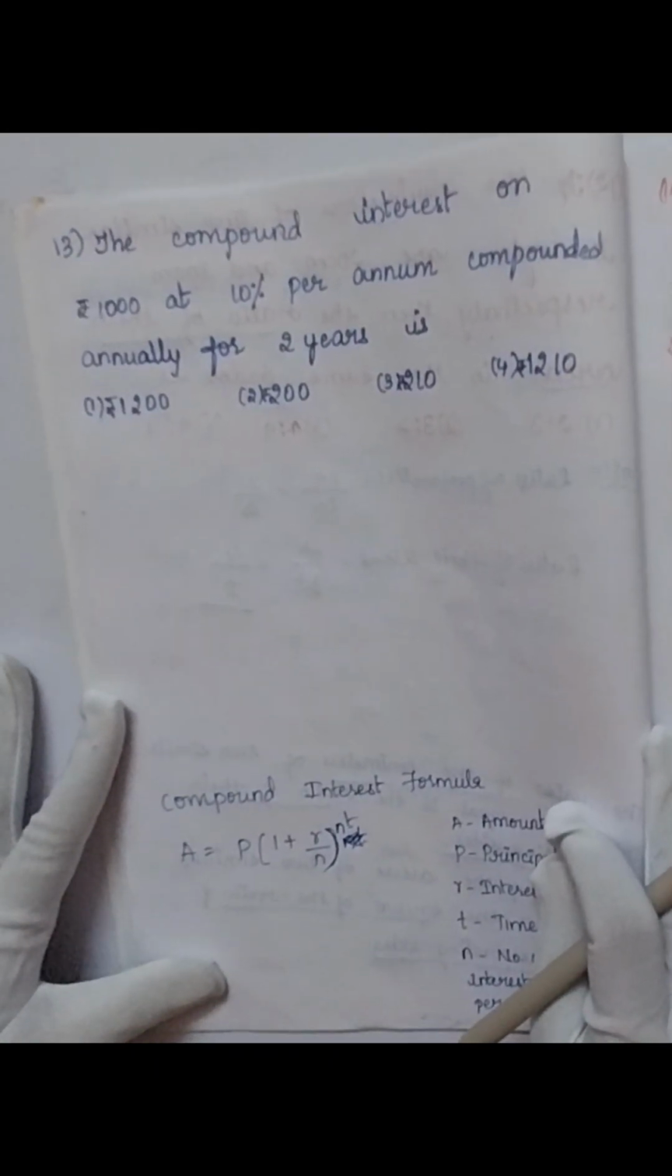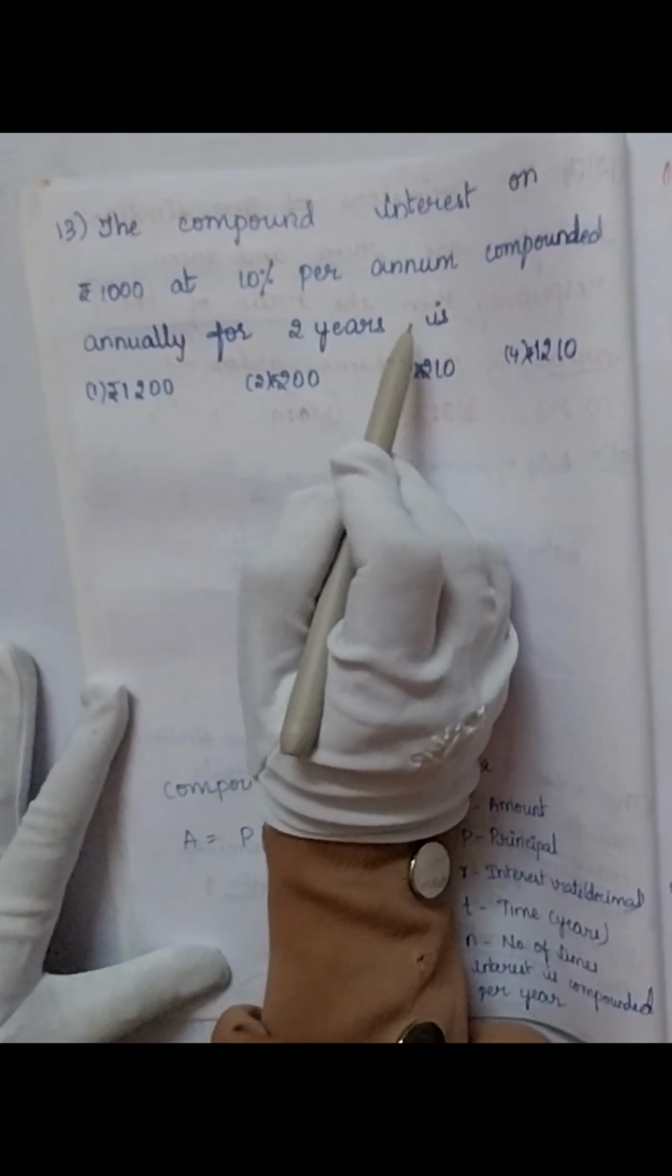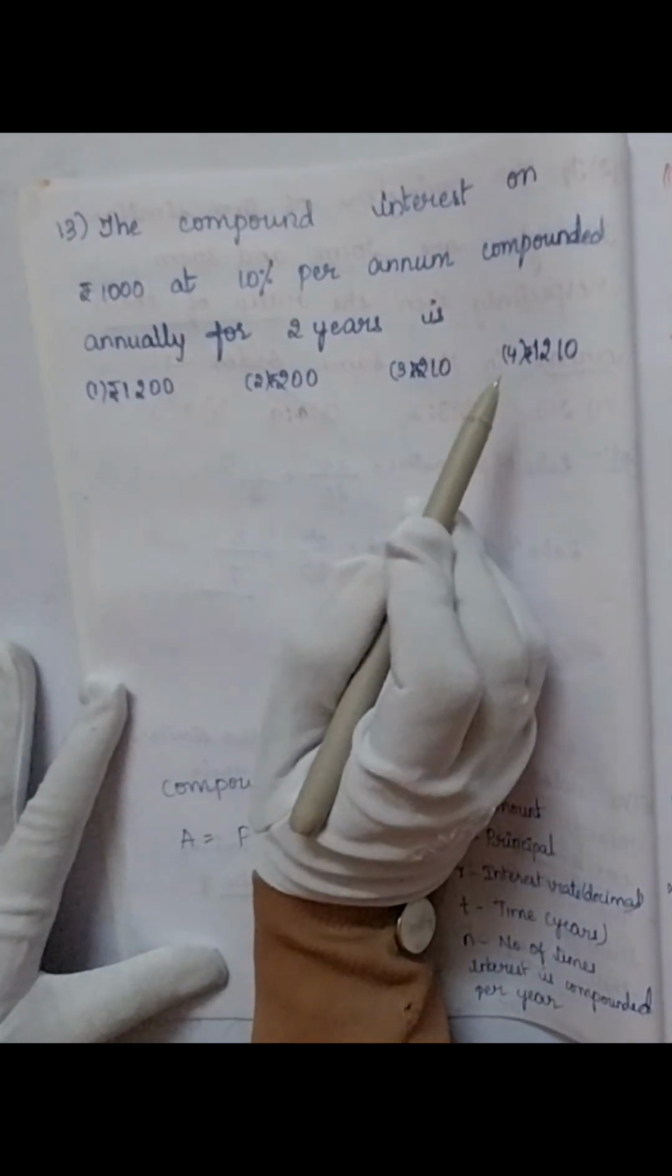Coming to the next question, 13th question. This is from compound interest. The compound interest on rupees 1000 at 10% per annum compounded annually for 2 years is. Options are 1200, 200, 210 and 1210.